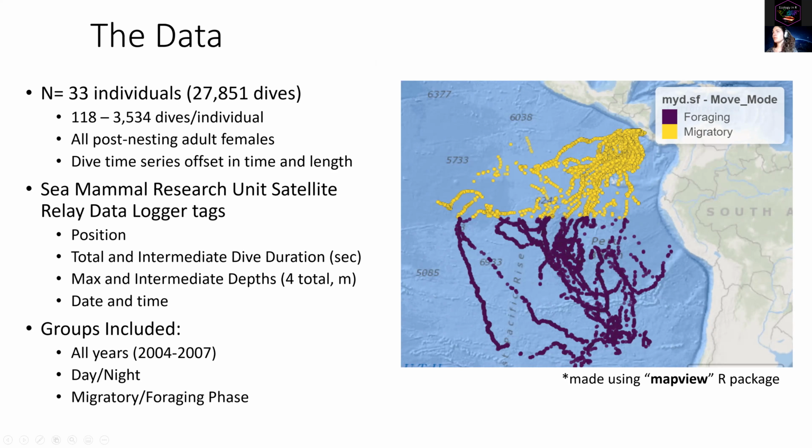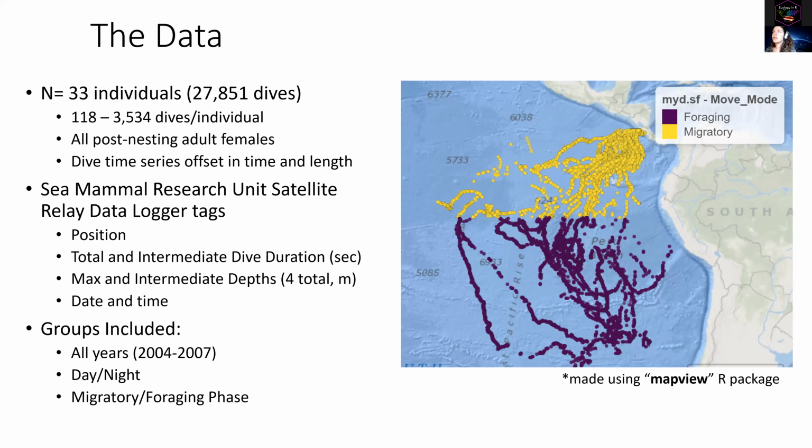Generally, each individual has anywhere from 100-plus to over 3,000 dives. These are pretty long tracks. Again, all these are post-nesting. The dive time series are offset in time and length, which is another reason why I want to apply the dynamic time warp clustering, because Euclidean distance just wouldn't work. These dive time series are not matched in time or space.